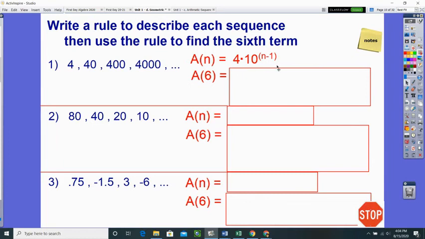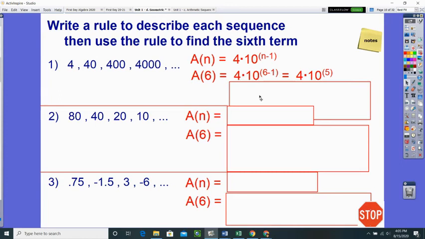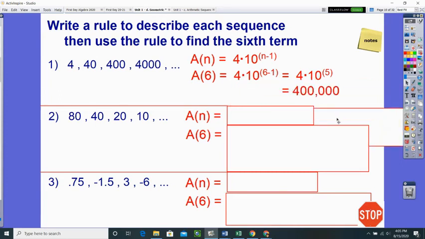There is no distributive property here, guys. We can't do that. That's why we're not simplifying. It's not multiplication, so it's going to stay like this. And we're going to put a 6 in for the n. 4 times 10 to the 5th. And when I put 4 times 10 to the 5th in my calculator, you should see 400,000.